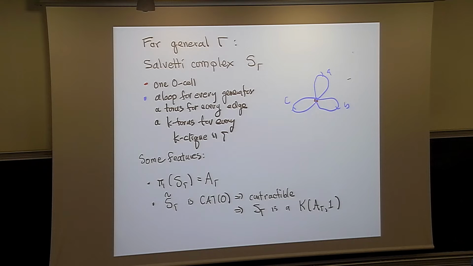And it's got a torus for every edge. So if A and C commute, then I have to glue on a little torus onto that. And if A, B, and C commute, I have to glue a whole cube onto that, and so on.